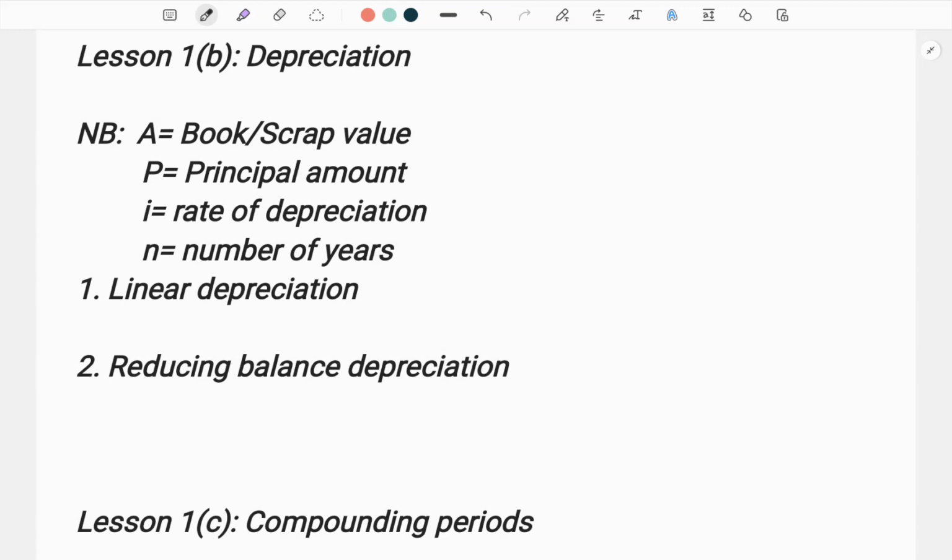I don't know about clothes, whether they depreciate. I'm not sure about that. But just note that depreciation is when something loses its value over a period of time.